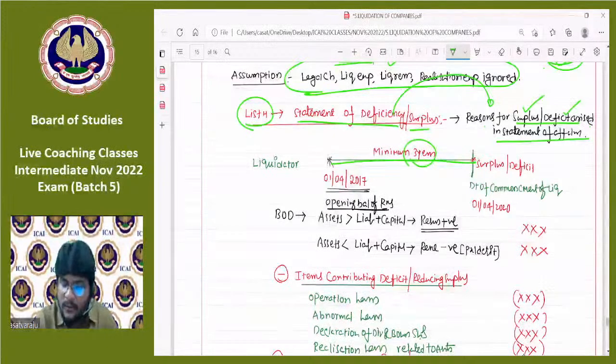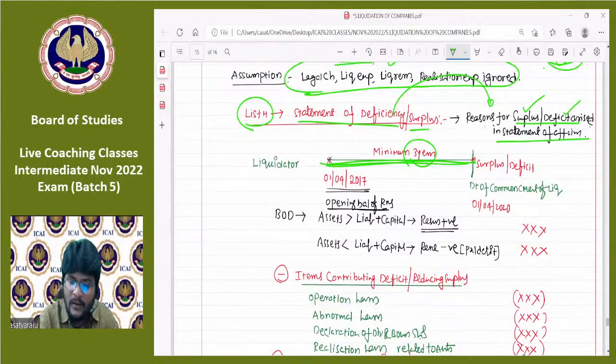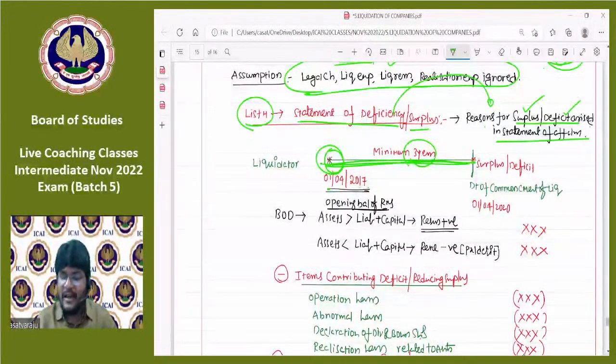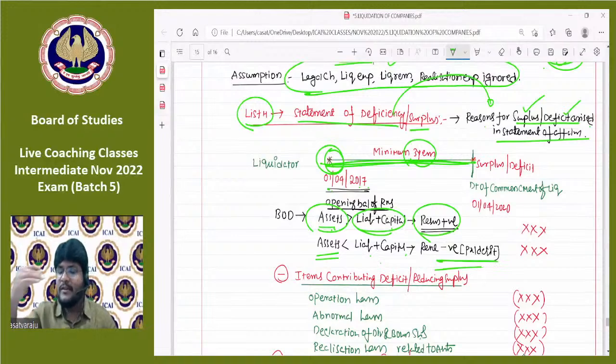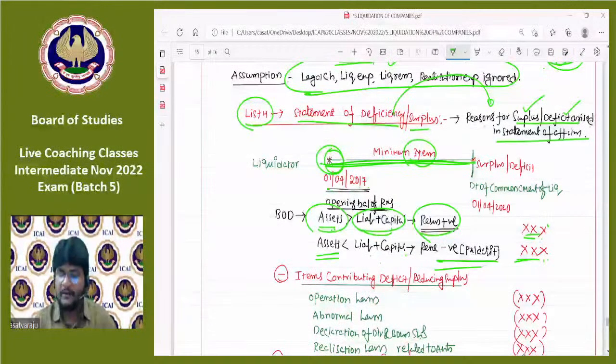In this particular scenario, going back for 3 years means as on 1/4/2017, you can check assets against liabilities plus capital. If assets are greater than the liabilities and capital, that is the positive reserves and surplus. If assets are less than the liabilities and capital, that is the negative profits. That is the base point you need to start. Only one thing will come, either profits or losses.